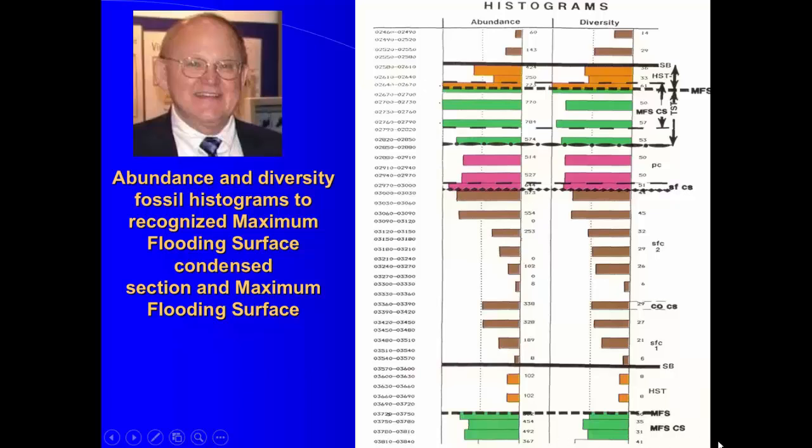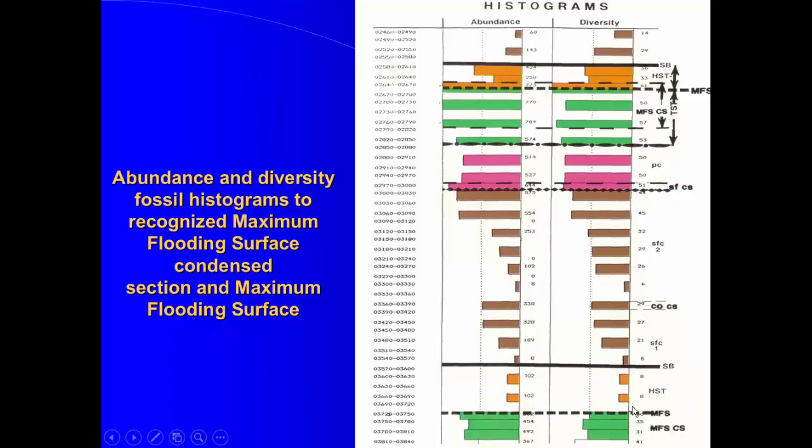Now Galloway would call this, from this maximum flooding surface to this maximum flooding surface, Galloway would call that a third order genetic sequence. Vail would call this the sequence boundary, and that's a sequence boundary, and Vail would call that a third order depositional sequence boundary.